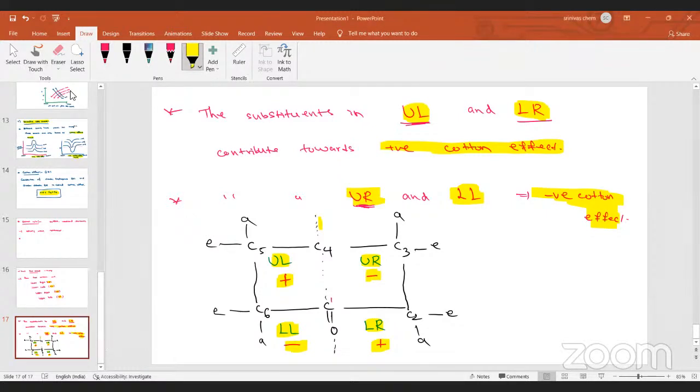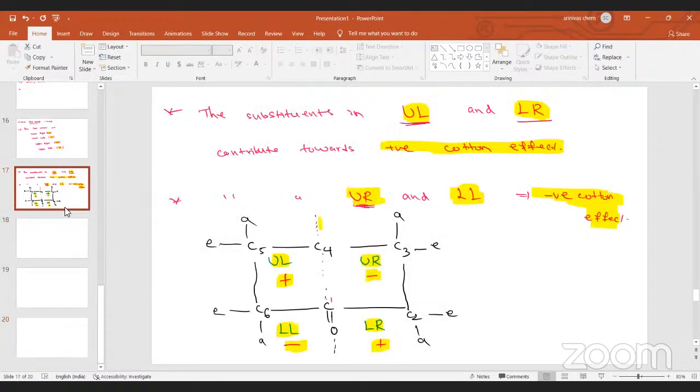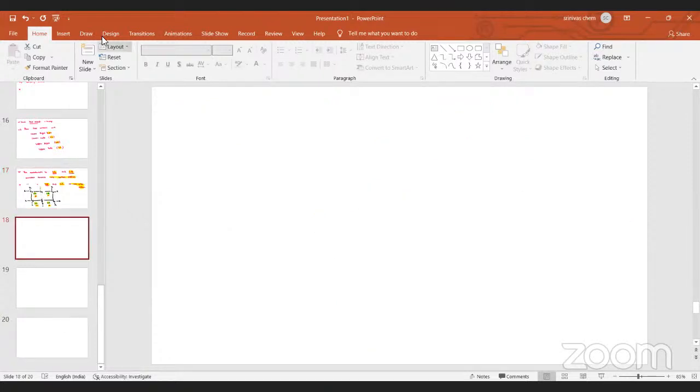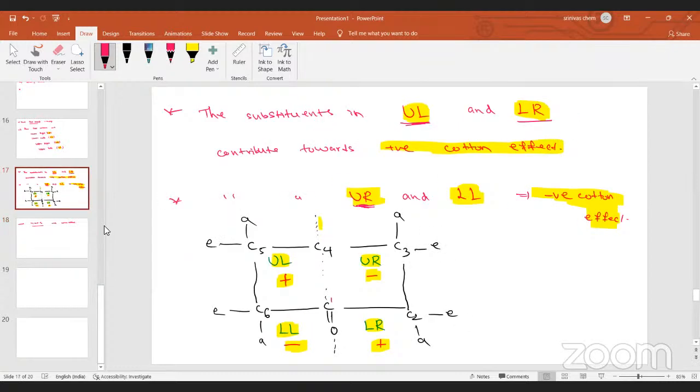Next. So take a screenshot. Next. So your C3, C6. First one, the substance in C3 and C6. And next, the substance in C2 and C5. That is the upper left and lower right.